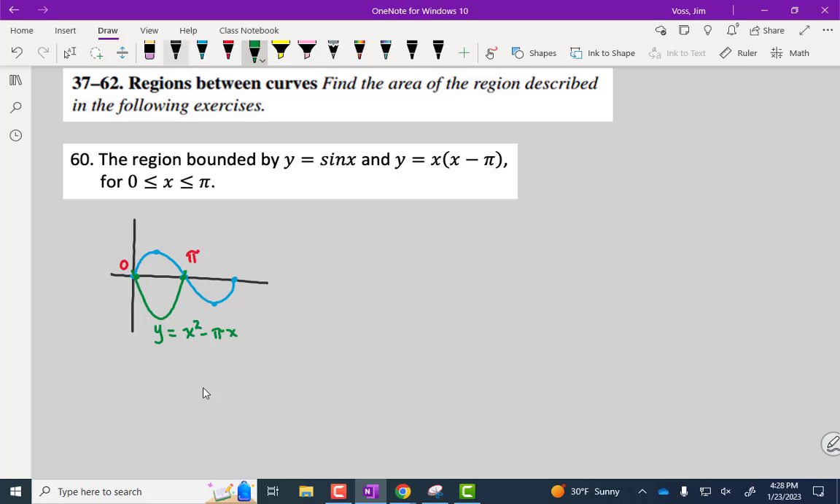So this tells us then, if we draw a vertical element, that our area will be the integral from 0 to pi. So they're telling us that we're going to go 0 to pi. And then the curve on top is sine of x. And the curve down below is that one, so we're going to subtract off that one. So that will be our setup. Good?